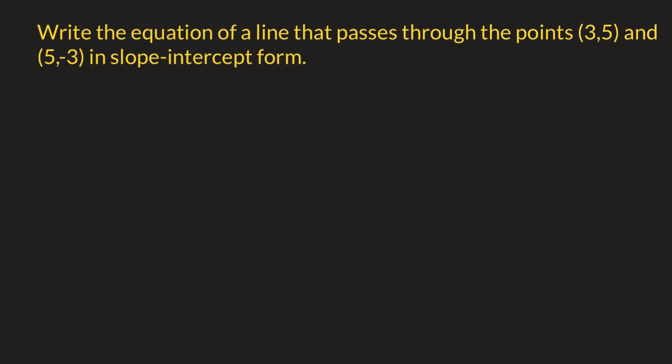Write the equation of a line that passes through the points 3, 5 and 5, negative 3 in slope-intercept form. Okay? So very, very similar problem, obviously. First order of business, we're going to have to use the slope formula. There's my 2 points, 3, 5, and 5, negative 3. Be careful with negative numbers with your slope formula.